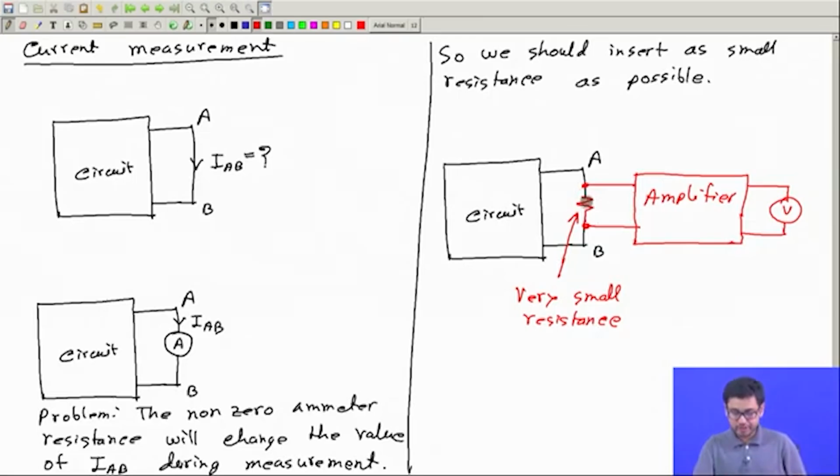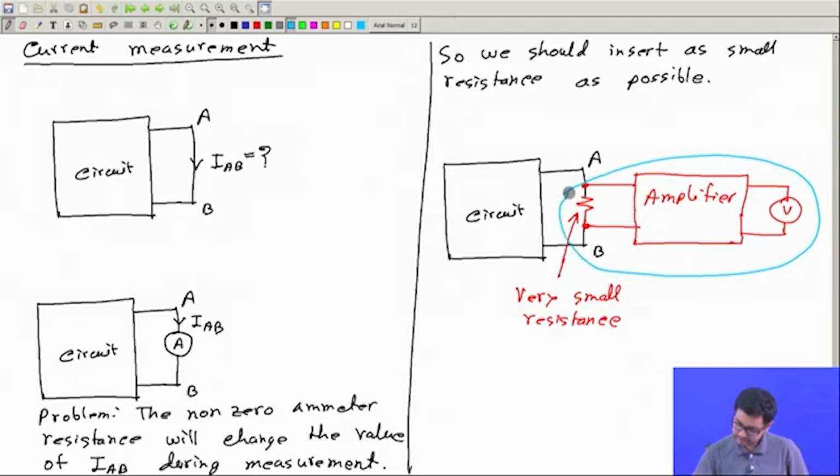But if we take a small resistance, then the voltage drop across it will also be small. Particularly if the current that we are measuring is small, then this voltage drop will also be small. And therefore, to measure it accurately, we must amplify it. So this is the scheme, and this is the measuring instrument, the current measuring instrument.